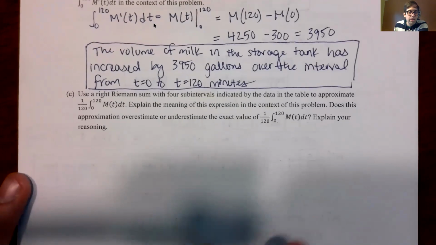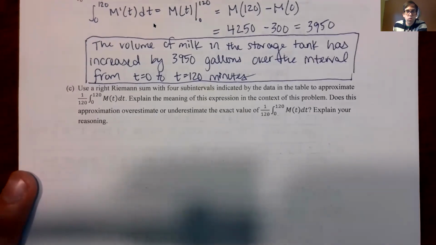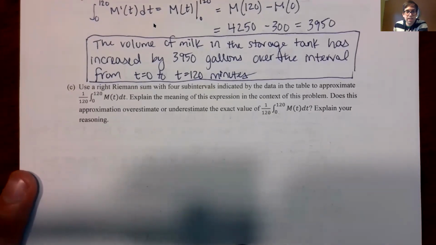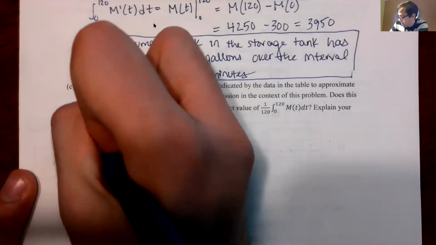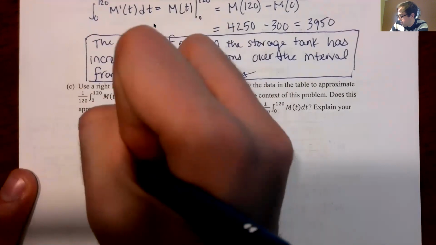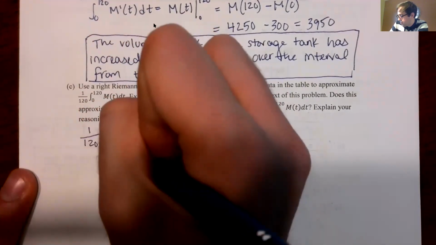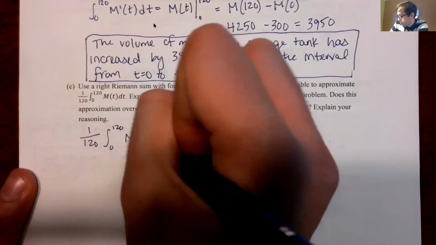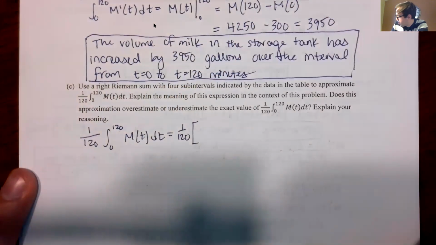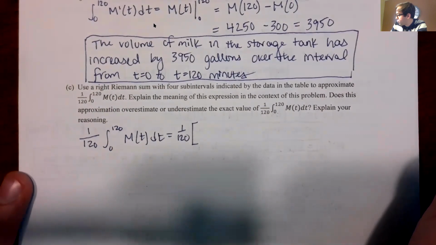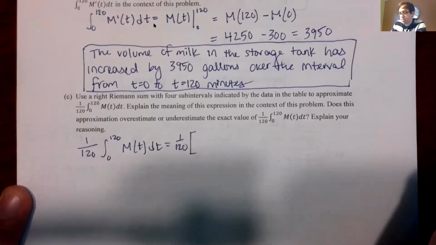Part C, use a right Riemann sum with 4 sub-intervals indicated by the data in the table to approximate 1 over 120 times the integral from 0 to 120 of m of t dt. So let's start with that. The 1 over 120 can just kind of hang out there. We don't need to do anything with that yet. And we're trying to do 4 sub-intervals with a right Riemann sum.